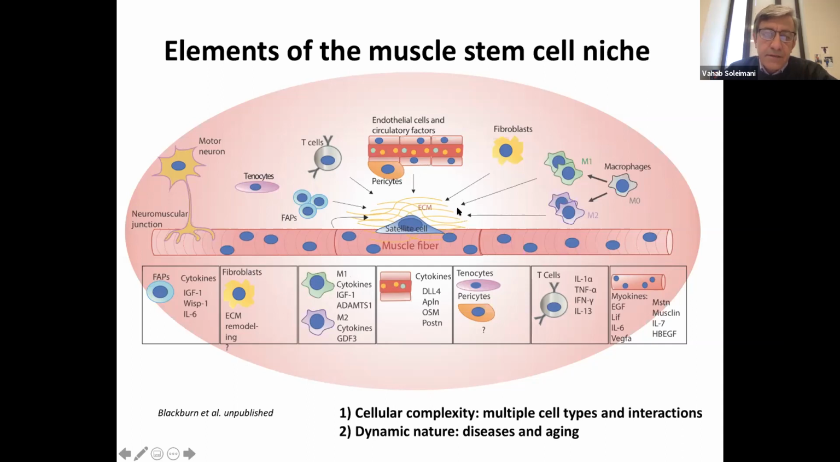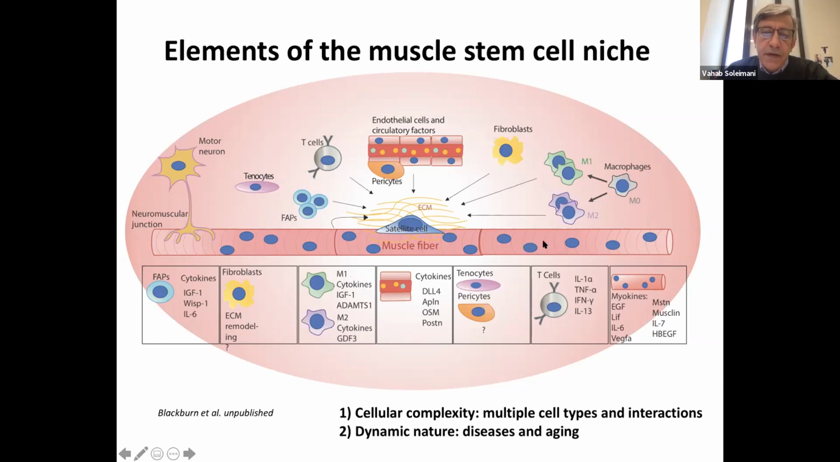Muscle stem cells also get their cues from systemic factors, from the factors that are present in the bloodstream. And the fiber itself, as the Rudnicki lab and others have also shown, is a critical signaling component of the muscle stem cell niche environment.